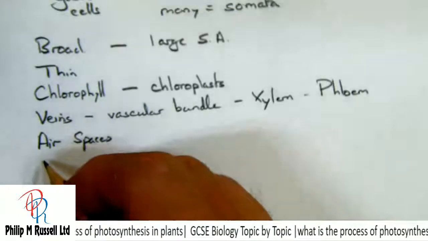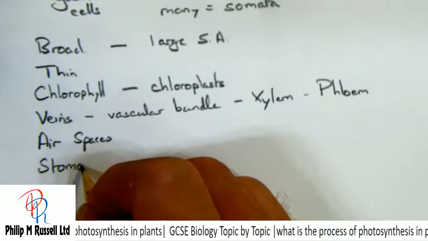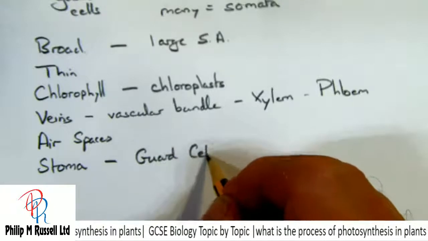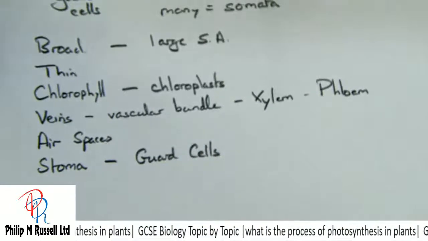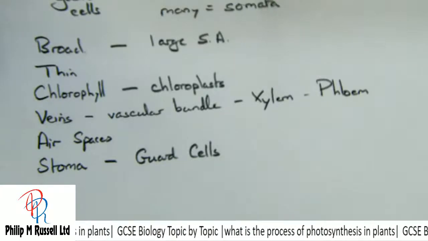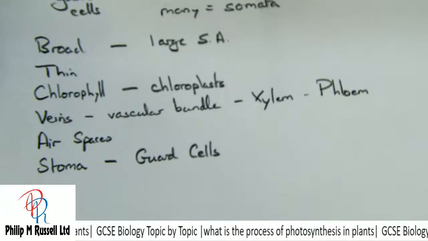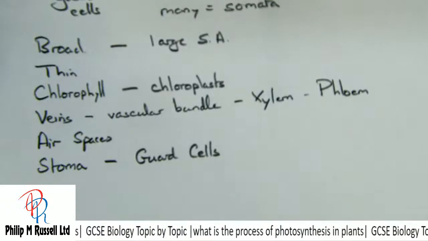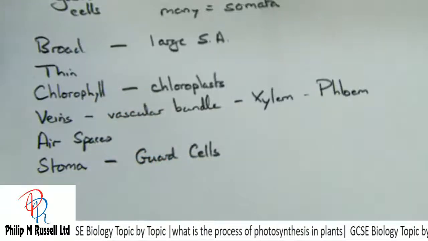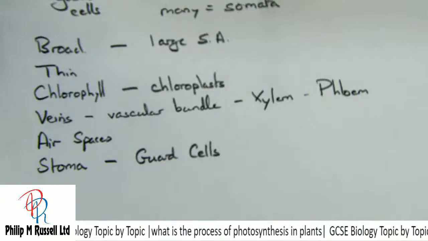Then we've also got typically the stoma with its guard cells around it, and these guard cells open and close the stomata basically to regulate the amount of gas that can get in and out and the amount of water that can leave. So all of these adaptations are designed to allow the plant to get the maximum amount of light.